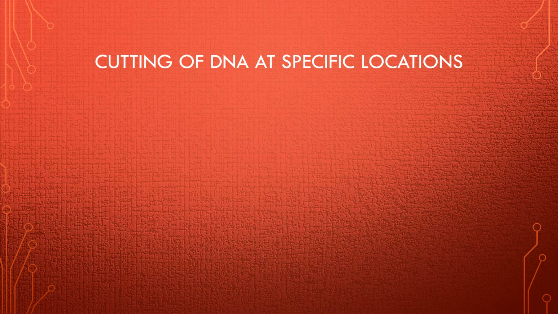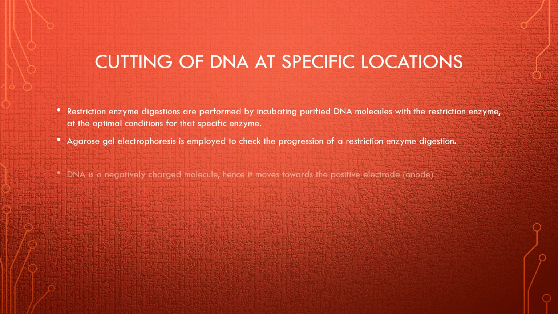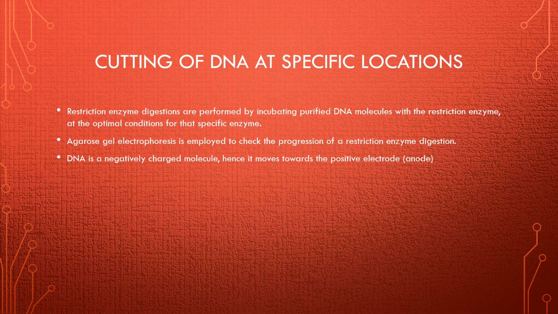Let's see how cutting of DNA at specific locations is done. Restriction enzyme digestions are performed by incubating purified DNA molecules with the restriction enzyme at the optimal conditions for that specific enzyme. Agarose gel electrophoresis is employed to check the progression of a restriction enzyme digestion. DNA is a negatively charged molecule, hence it moves towards the positive electrode. The process is repeated with the vector DNA also.